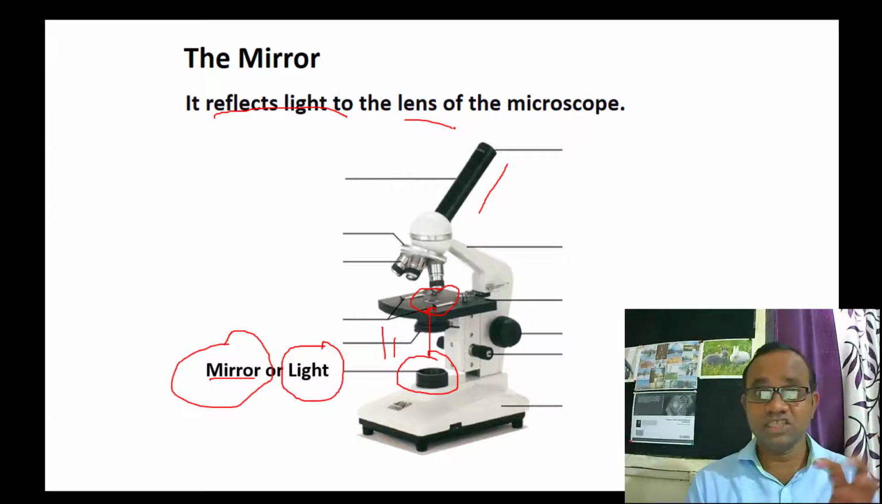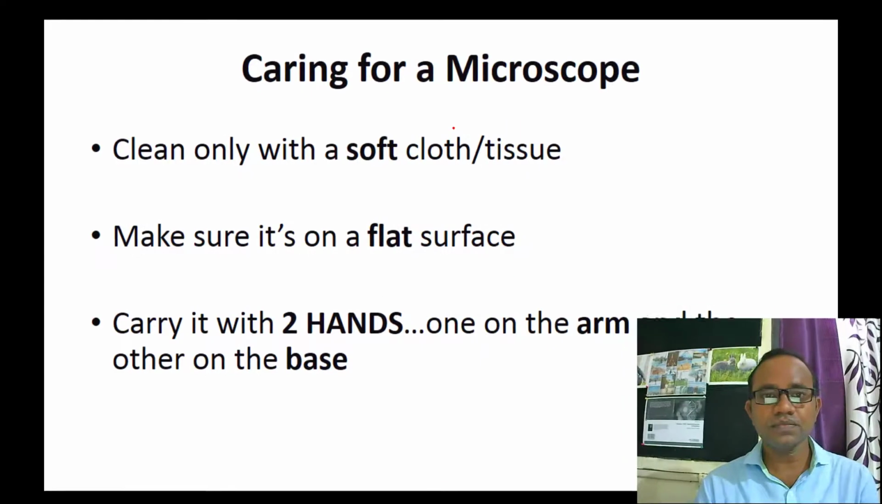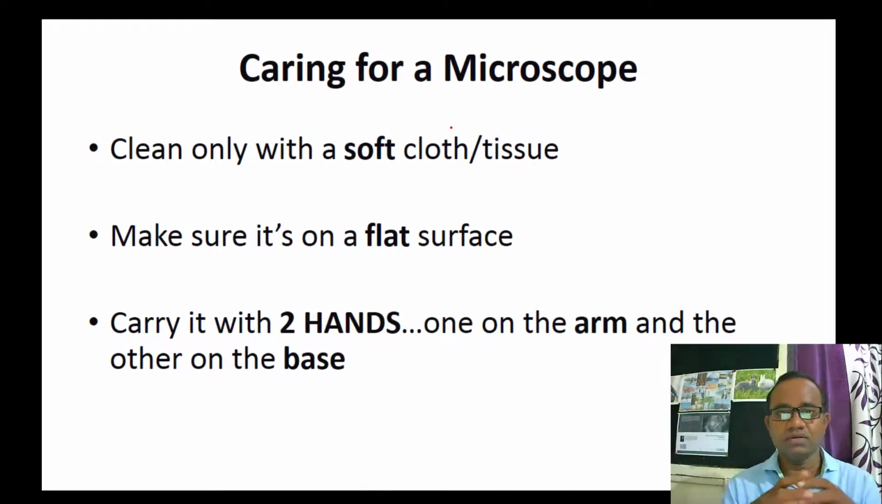Each part has its own function. Whenever we handle the microscope, there are certain precautions we have to take care of. Always clean the lenses of the microscope with a very soft tissue or cloth. Otherwise we can create scratches or rubbing marks on the lenses, and the lens will get destroyed. So a very soft cloth should be used for cleaning the lenses.